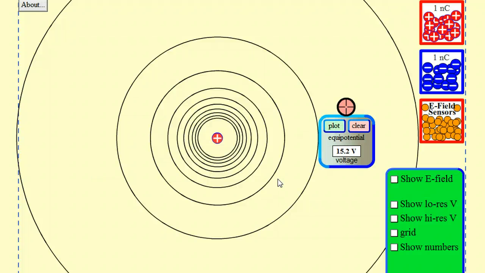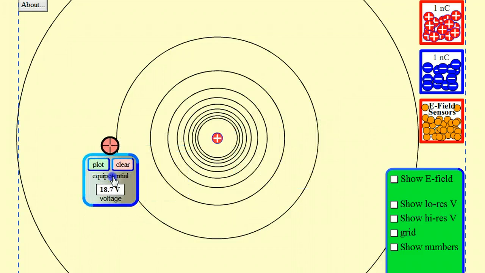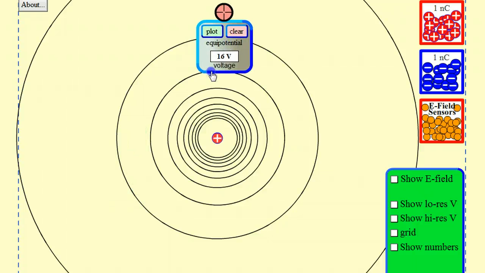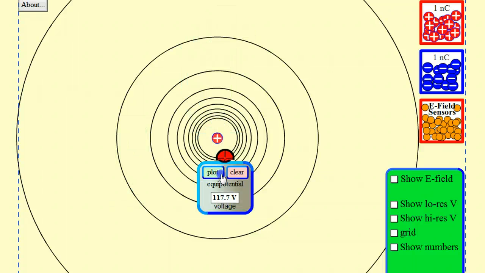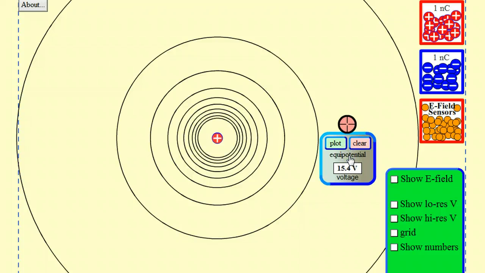So these are giving me what's called equipotential lines. They're lines along which the potential is the same. So if I go right here, I have about 19, actually about 20, right? And if I go over to this side, I've got about 20, and if I go up here, I've got about 20, and so on. So everywhere along these lines, there's the same electric potential.